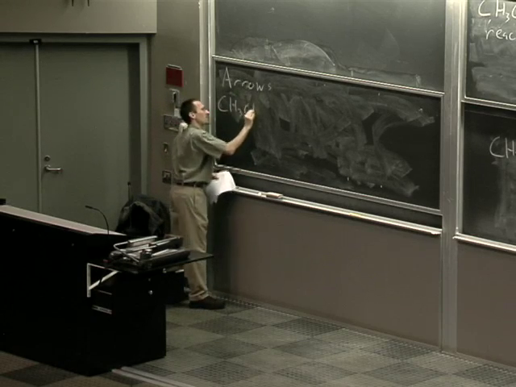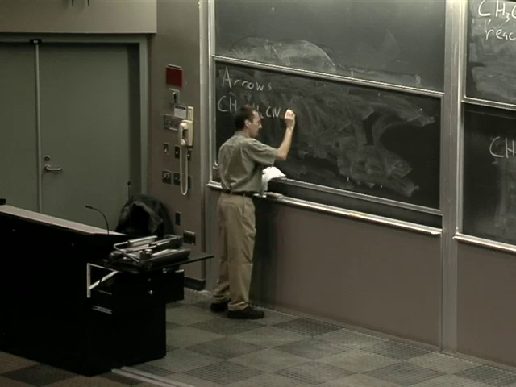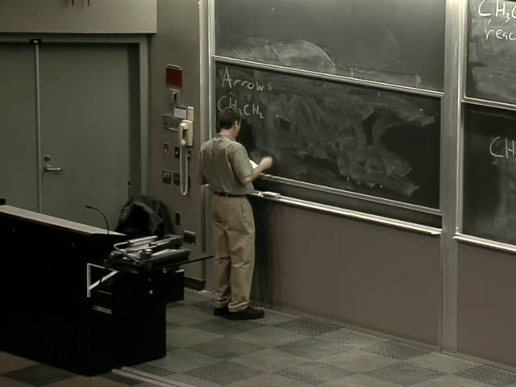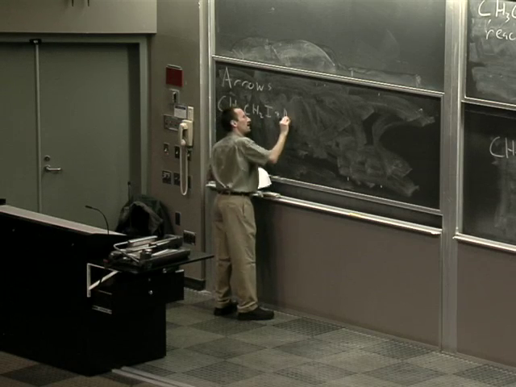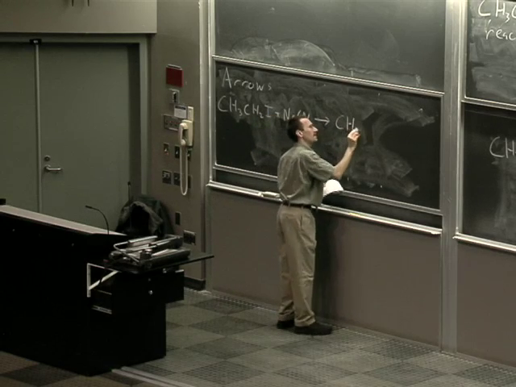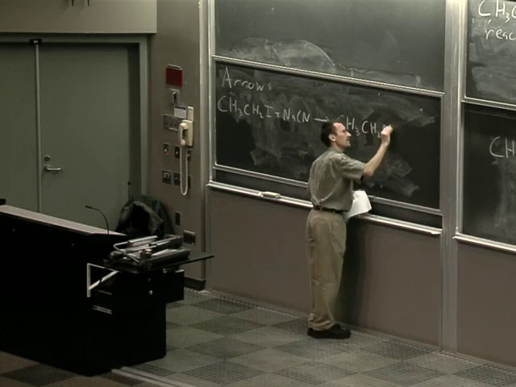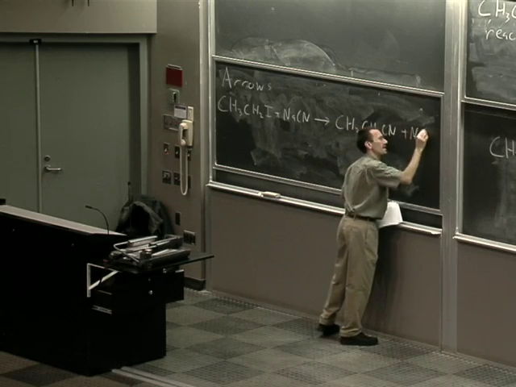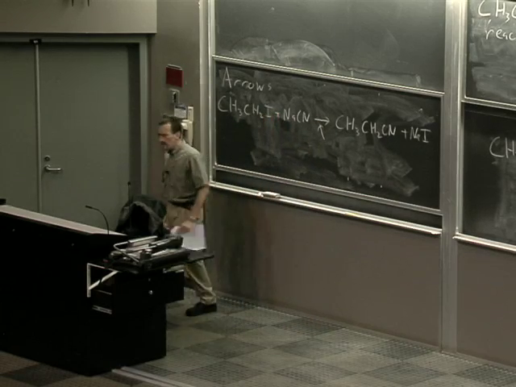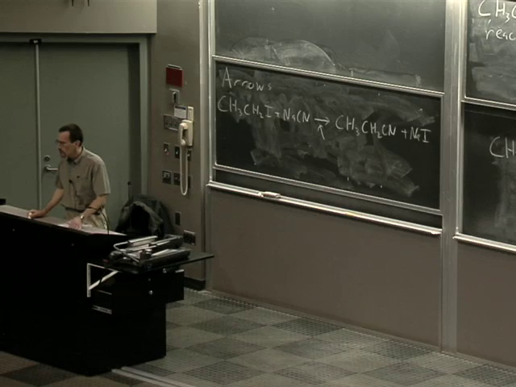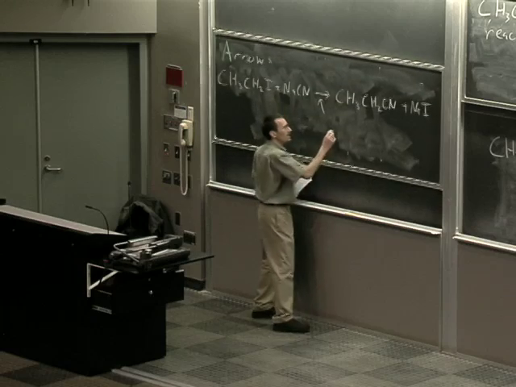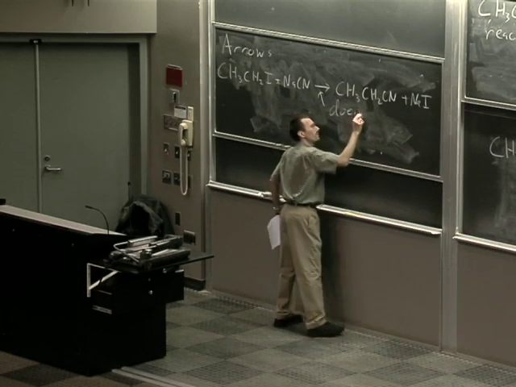So when I wrote the reaction before, I think we wrote something to the effect of CH3CH2I plus NaCN goes to CH3CH2CN plus NaI. So that arrow there is just specifically a reaction showing reactants to product. Doesn't say anything about whether it's an equilibrium.